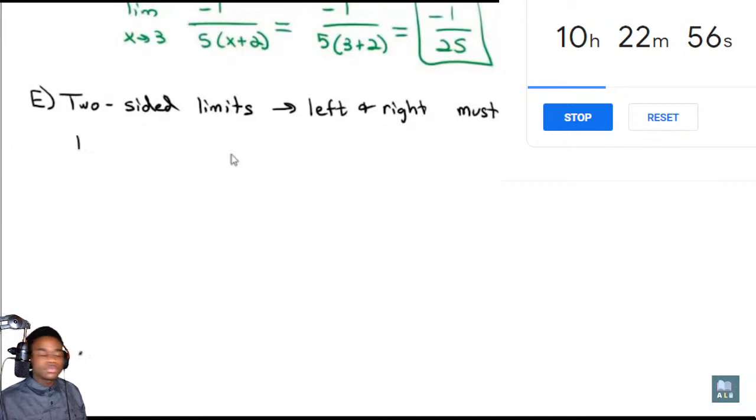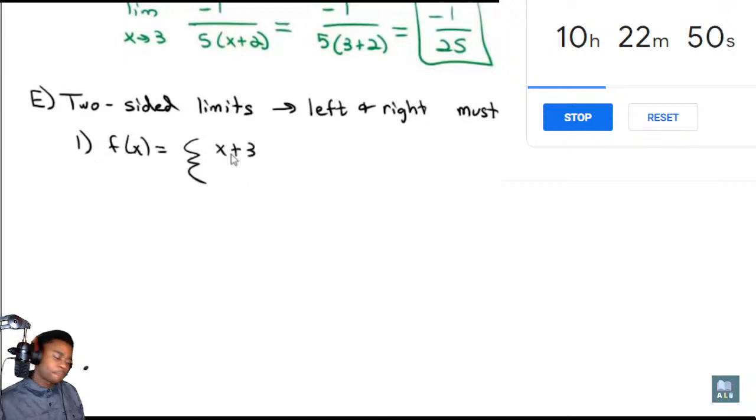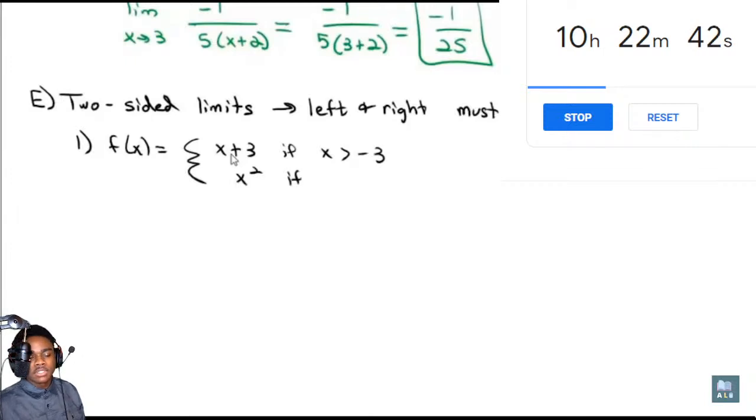So if we're working with a piecewise function, like f of x equals x plus 3 if x is greater than negative 3, and it's equal to x squared if x is less than or equal to negative 3, we need to consider at negative 3 what's happening on the left and the right.